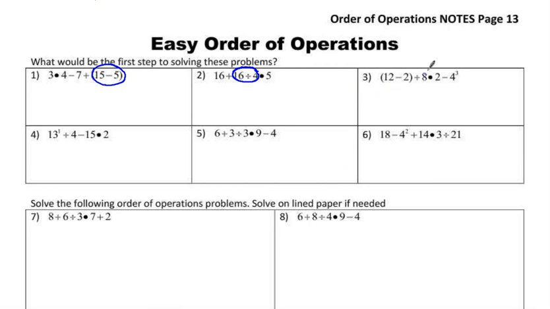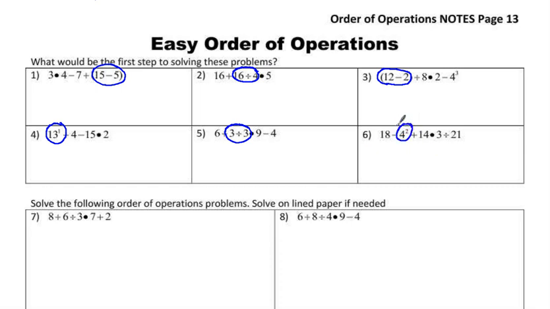So if you look at number 3, I have this grouping, so I'm going to do this one first. If you look at number 4, I have no groupings, but I have an exponent of 13 to the first. If I look at number 5, I have no groupings, no exponents, but I have multiplication and division. Which one is first in line? This 3 divided by 3 is first.